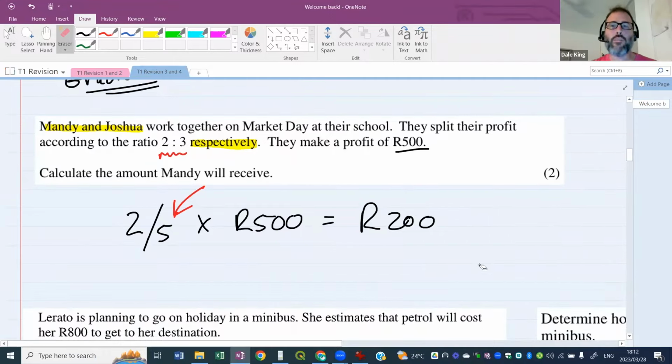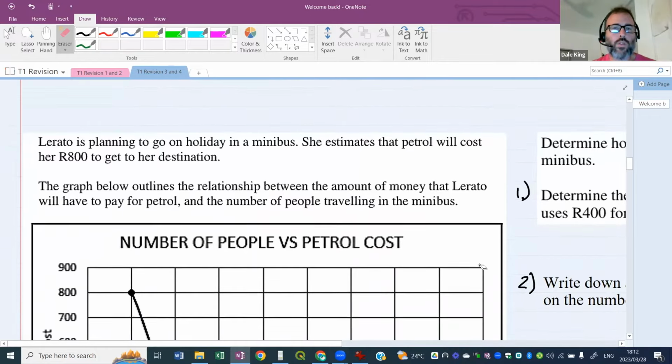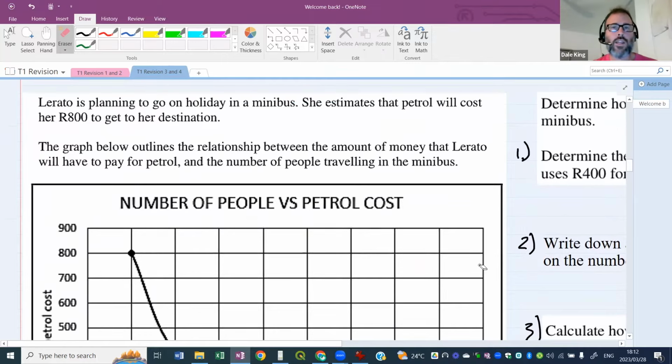Let's get into the meat of it now. Now we're going to dive deep into the pool. We were playing in the shallow end, but we're going into the deeper water. I hope you guys are ready. Here's a scenario.